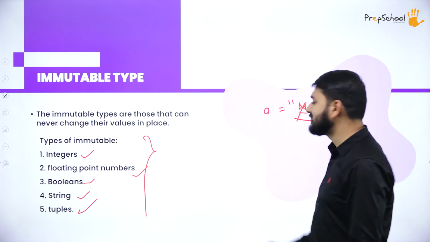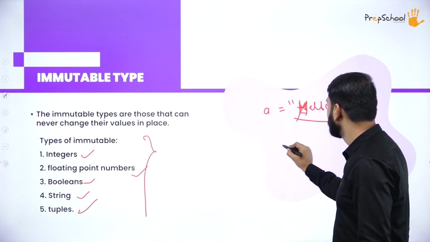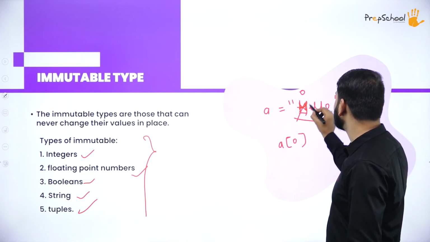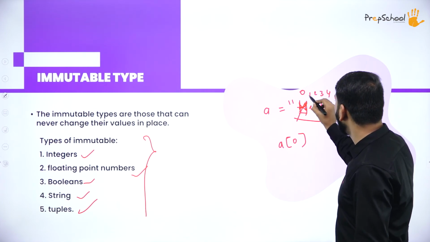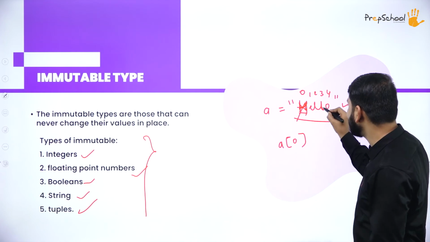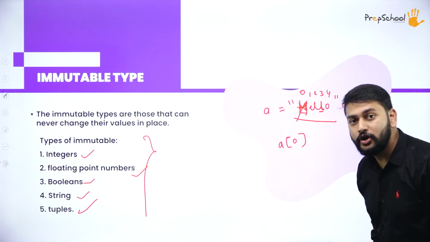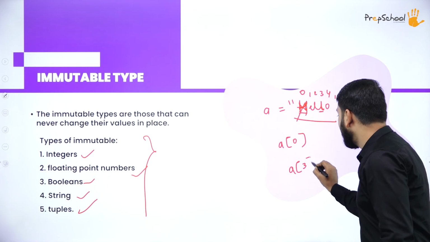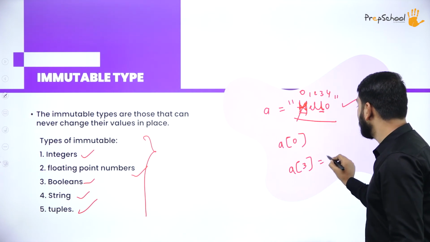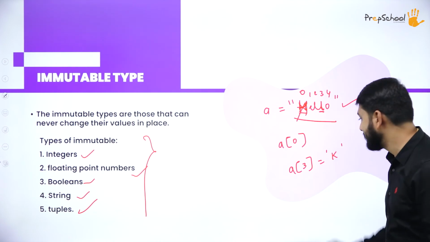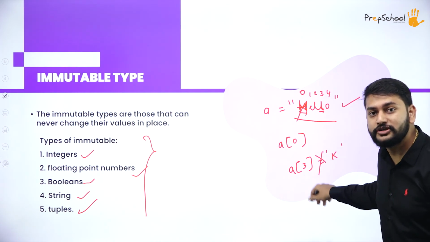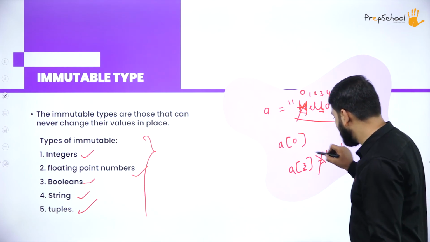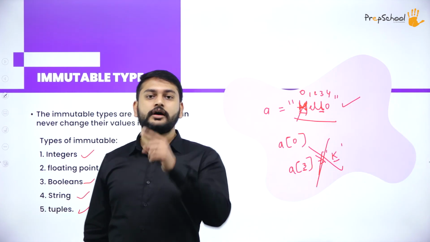Let me say the string is named A. If I want to access this H, I have to write A of 0. Why are you writing 0, sir? Please understand, the indexes of the characters will be 0, 1, 2, 3, 4. Suppose I want to access L, what index do I have to use? A of 3. I cannot replace it like this. This operation I cannot perform. In this location, instead of L, I cannot place K.